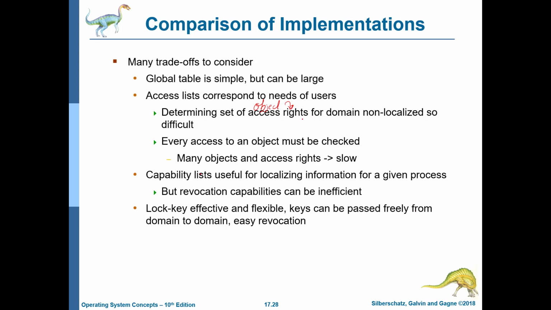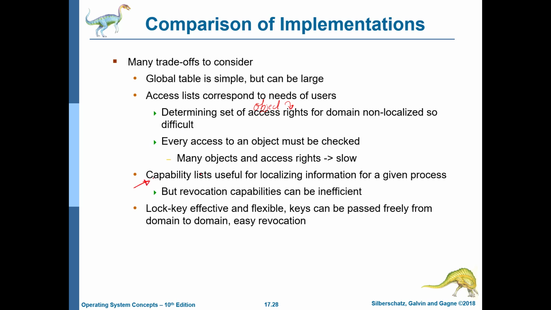Of course, we can have the issue of non-localized domains, which basically means that if I have access to another machine in a network system, but the other machine may not recognize the domain I am from, that will cause somewhat of an issue, but we can always fall back to a default. The only problem is that every access to an object has to be checked. If you have an object with a very intricate set of access rights, it can be slow.